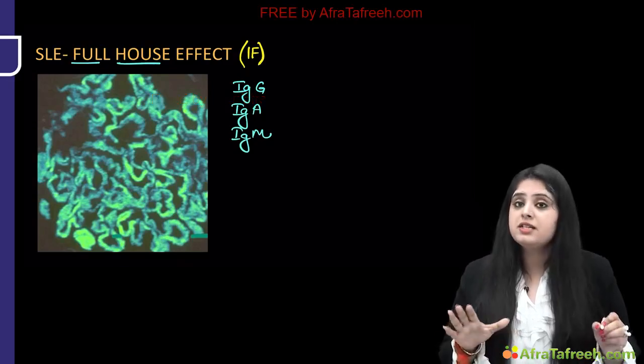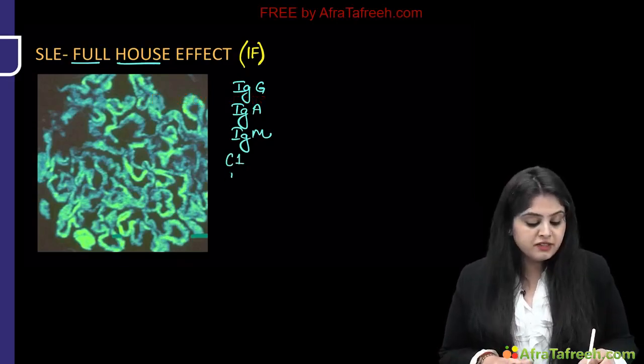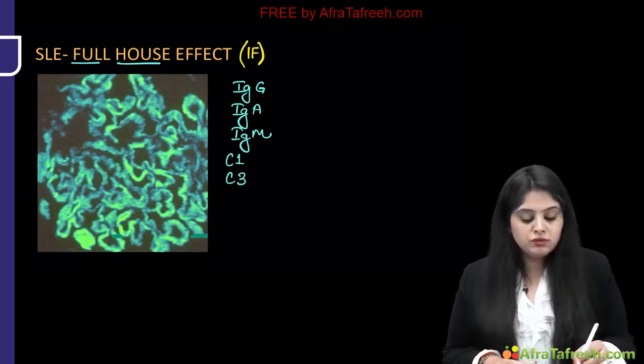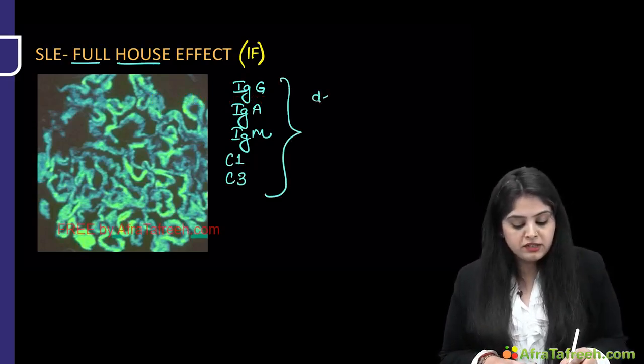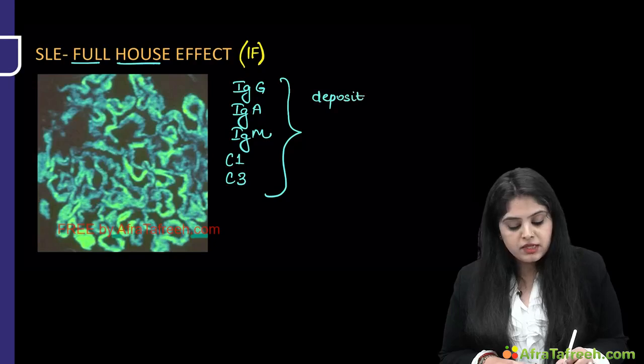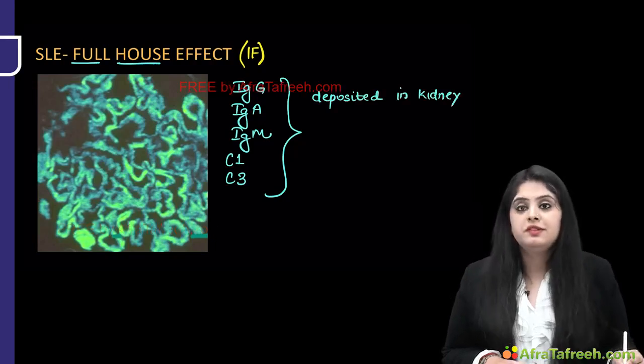When I say full house party, everyone is invited. C1, C3, complement proteins are also going to get deposited. So all these come and get deposited in the kidney. That is known as the full house effect.